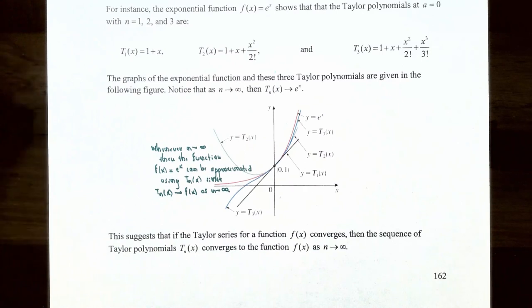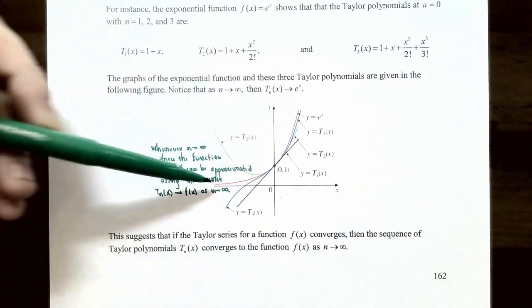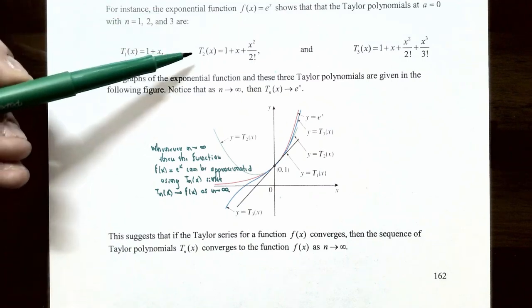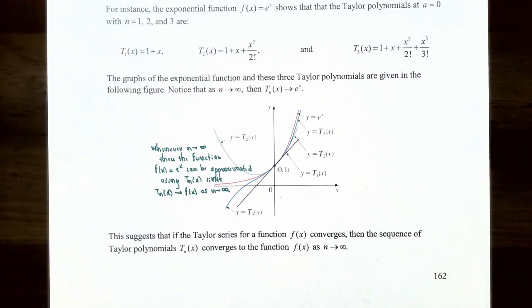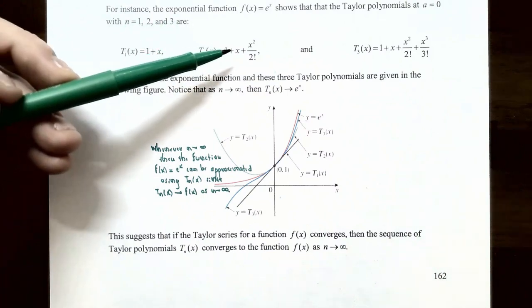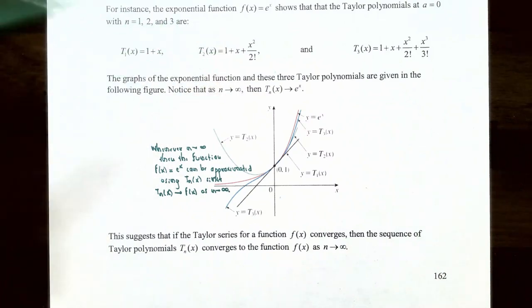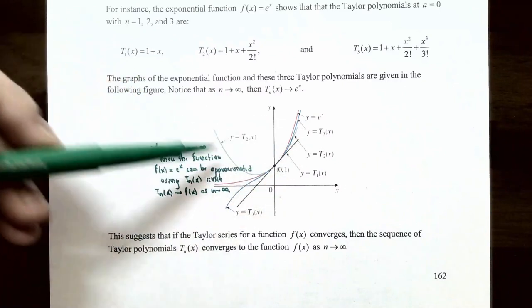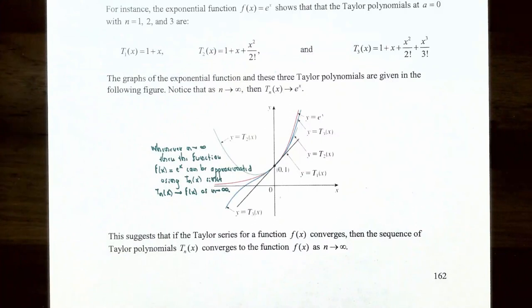So the graph that's in pink is the function y equals e to the x, the natural exponential growth function, where the base is the number e and the variable is the exponent. T sub 1 of x is a linear function with a slope of 1 and a y-intercept of 1. So that's this straight line, y equals T sub 1 of x, or the function y equals 1 plus x. Notice that T sub 2 of x is actually a quadratic function. So T sub 2 of x is really 1 plus x plus 1 half times x squared. So that's this parabola. It has a y-intercept of 1, and it opens up because 1 half x squared is its leading term.